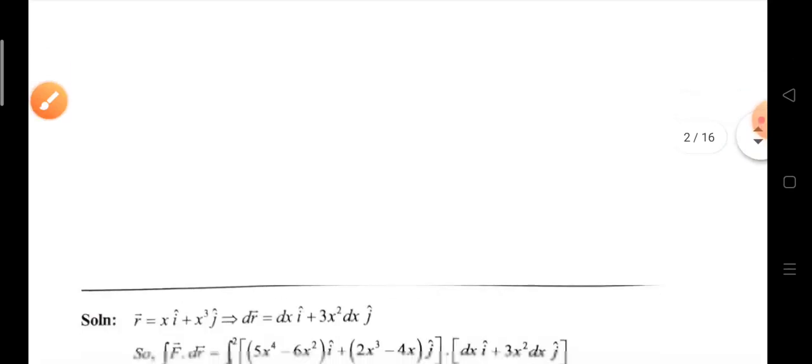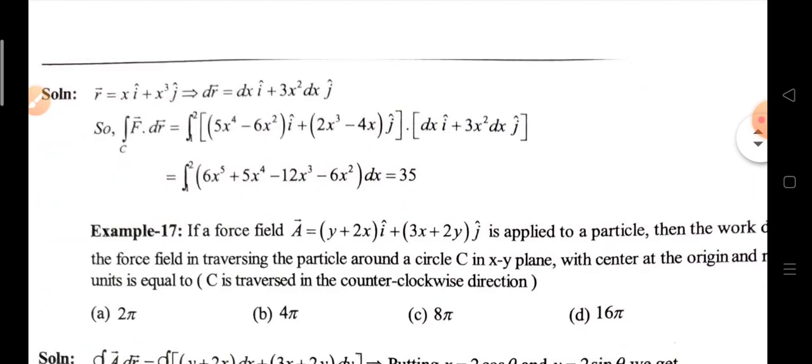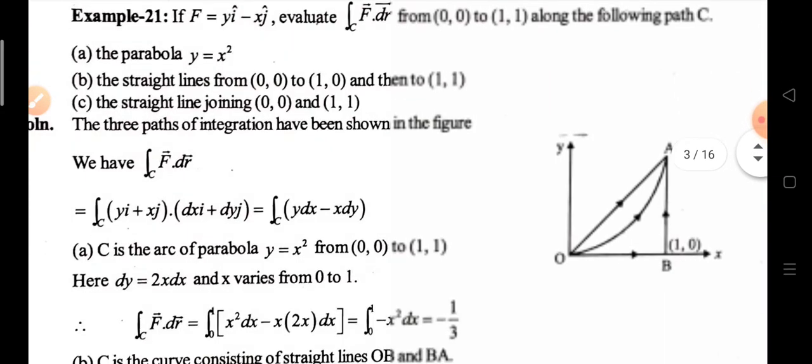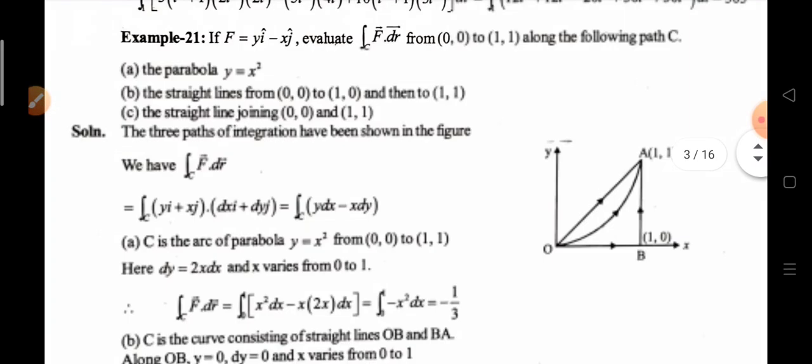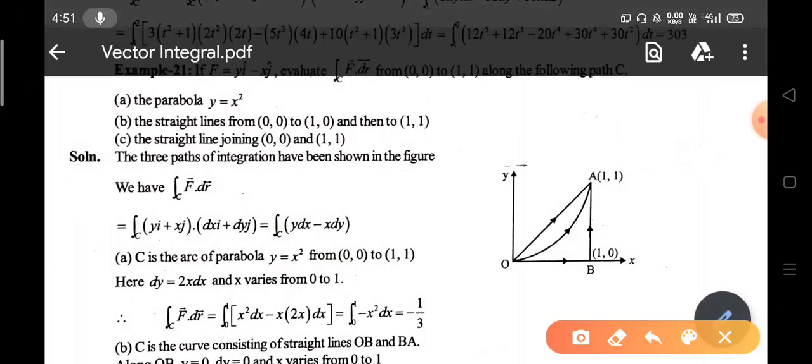So friend, this is the traditional way of finding the line integral. Okay, suppose I am taking another example. Here from O to A we can have different choices of paths. I can go from O to A directly this way, or I can go from O to A by this path, or I can go from O to A by O to B then B to A. So I will find out what the work done is over the three paths.